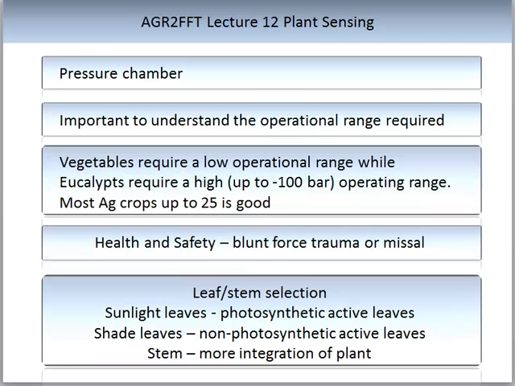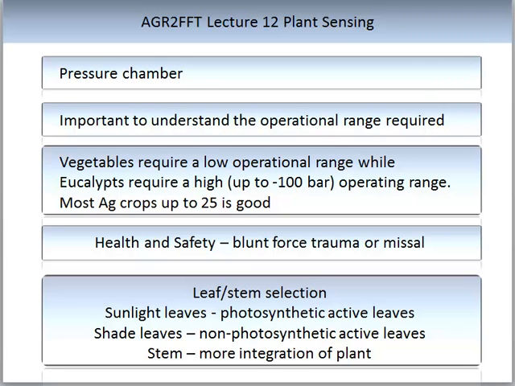One aspect to consider when operating a pressure chamber is that you understand the operational range required. Different machines have different operational ranges, as different plants have different water potential ranges. For example, vegetables require a low operational range. That's because they have a lot of water and they have a less negative water potential, while eucalypts require a high, up to a minus 100 bar operating range. Most agricultural crops are good up to about 25.